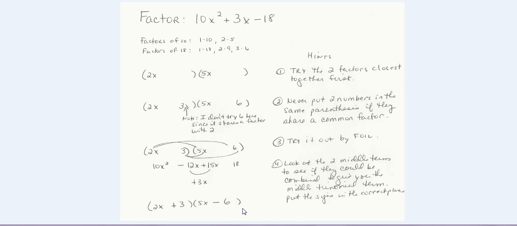If you're not sure if it's right, what should you do? Foil it again. 2x times 5x is 10x squared. 2x times negative 6 is the negative 12x. 3 times 5x is the 15x. 3 times negative 6 is the negative 18. So it is the correct answer. Remember, when you do this factoring, there is only one correct answer. So it's always a good idea to check to make sure that it foils to give you your original.